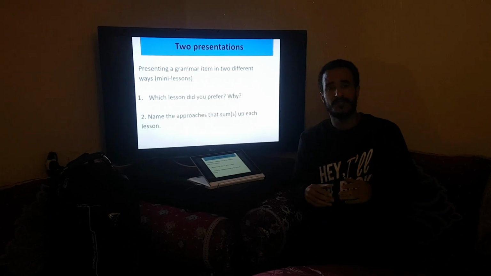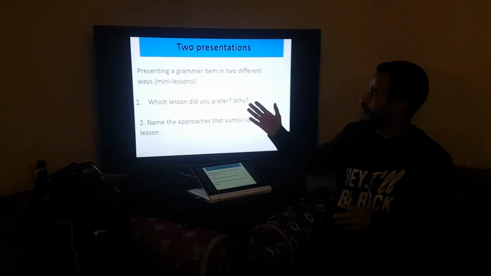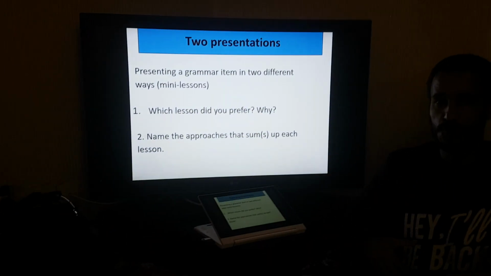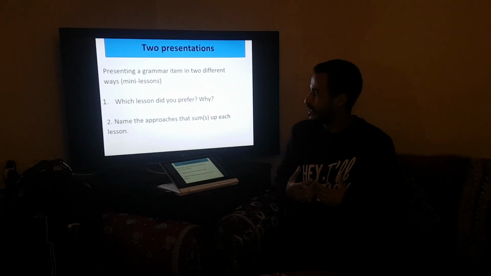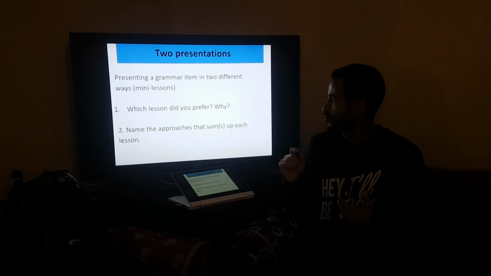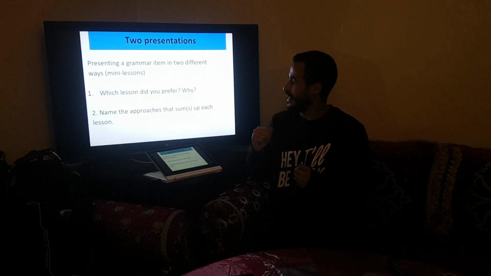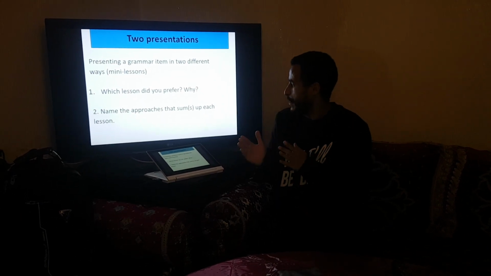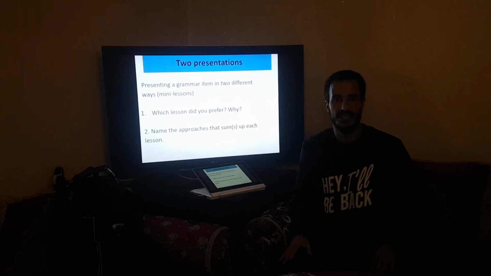Good. Now, when we are presenting grammar, there are two major ways. Presenting a grammar item in two different ways. I'm going to present a kind of mini lesson. Number one, answer this question: which lesson did you prefer? And number two, name the approach or approaches that sum up each lesson. So let's start. I'm going to start with the first presentation.